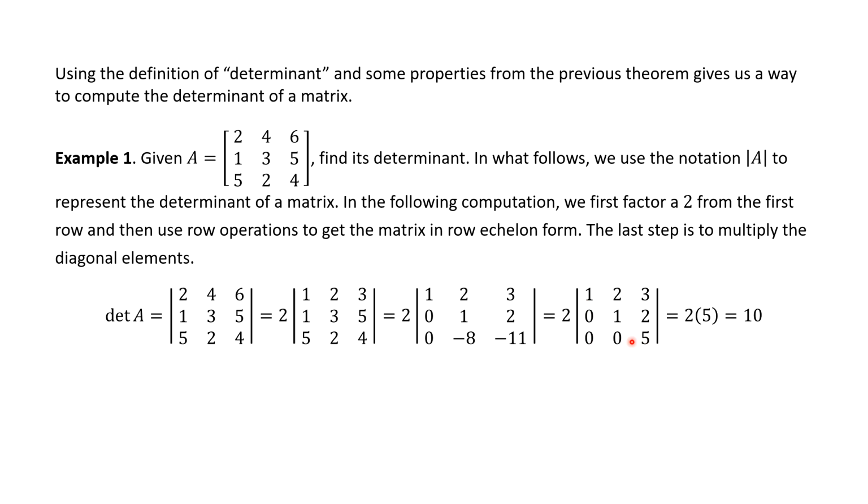And then we can just read off the value of this determinant here, and it's just the product of the diagonals that came from our theorem, since we're now in row echelon form. So we get 2 times this product. 2 times 5 is 10.